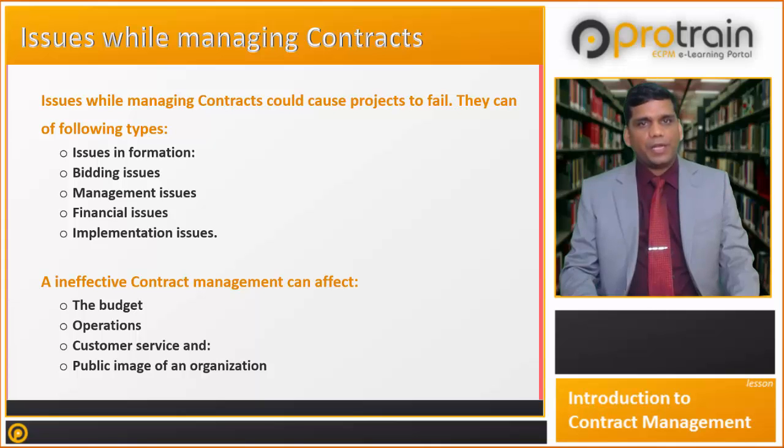Let us talk about management issues. Unclear and or misunderstood roles and responsibilities, lack of experience in contract management, change in requirement, pricing errors or omissions, and poor transition planning from bidding stage to post-award stage are very frequent contract management issues.